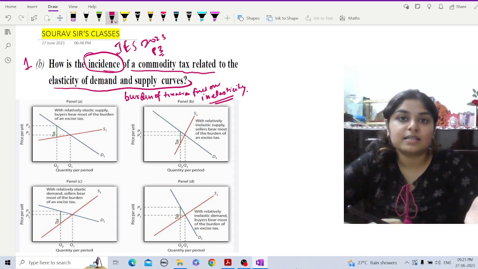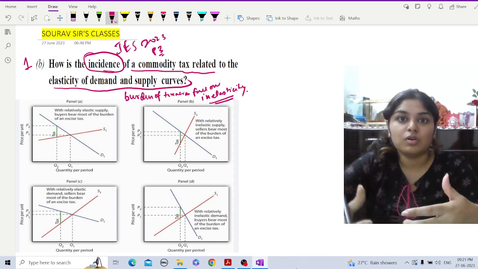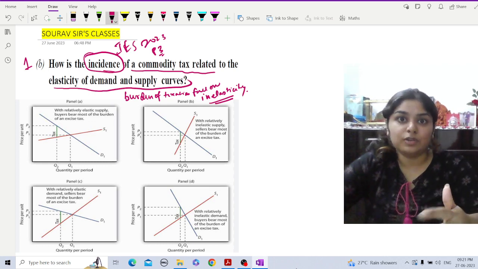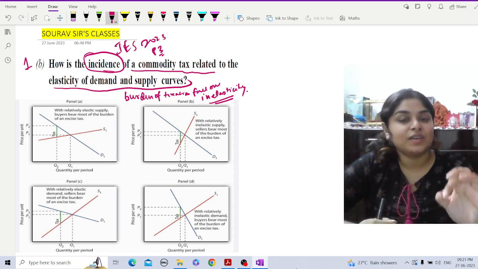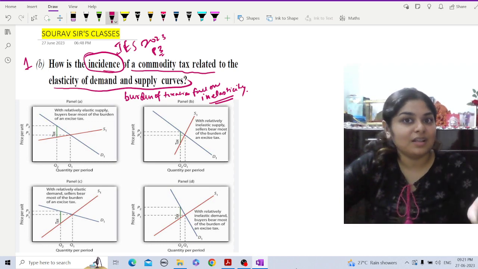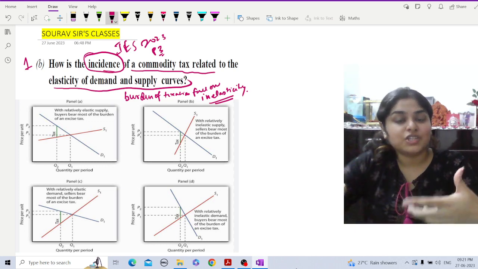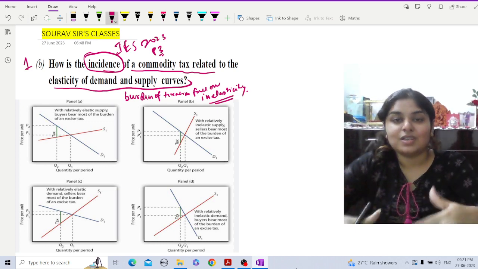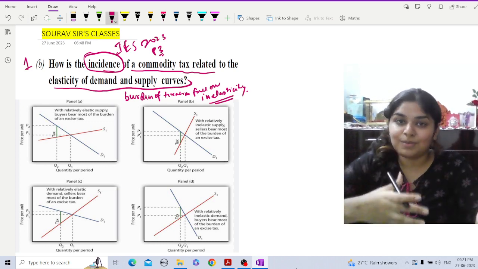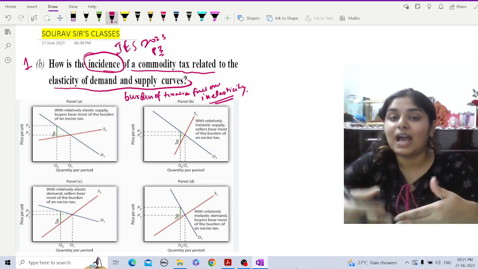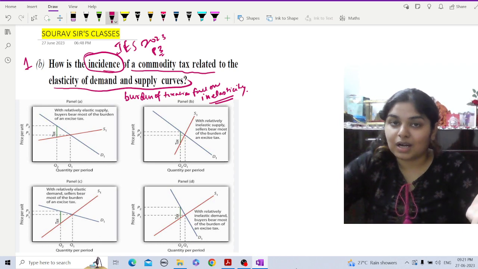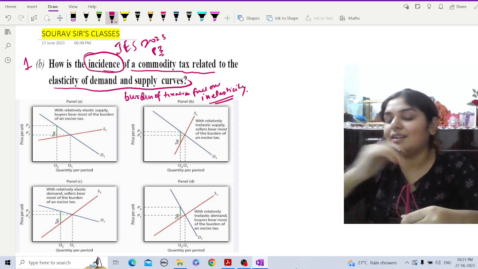So sellers can shift the share of the tax onto the buyers, and buyers will still continue to buy the commodity because their responsiveness to the price change is less, and that is why the demand is inelastic, and they will end up bearing a larger share of tax. So whether it is demand or supply, whichever is more inelastic will have to bear the burden of taxation more than the other party.